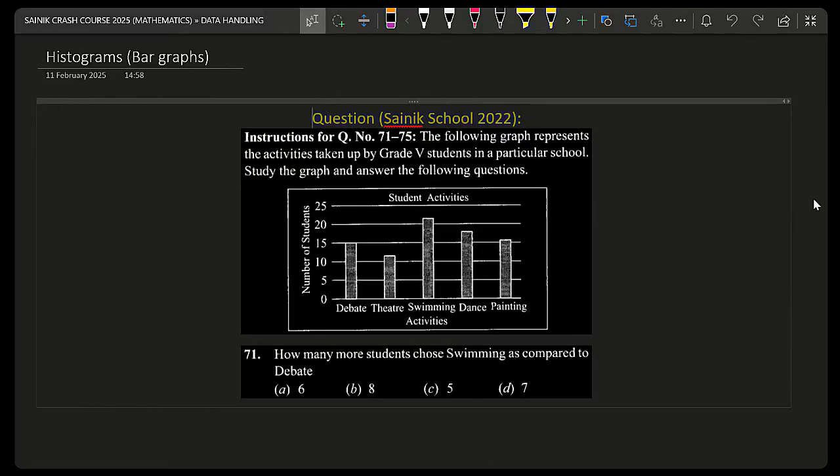So student activities are given. What are the activities on the x-axis? Debate, theater, swimming, dance, and painting. The number of students involved in each activity is given by the bars; their height represents the number of students. So debate is 15, theater is between 10 and 15, closer to 10, swimming is more than 20 but less than 25, dance is between 15 and 20, and painting is just more than 15. So who is going to answer this question?